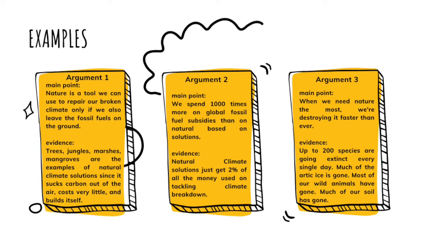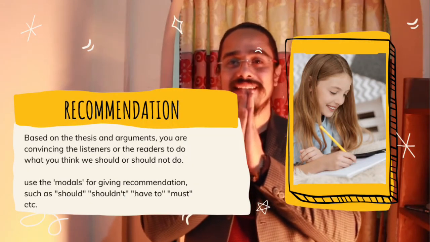These are the main points that I took from Greta's video about the climate change. So these are the main points of your arguments to support your claim. And then you have to provide the evidence for each main point. For example, nature is a tool we can use to repair our broken climate only if we also leave the fossil fuels on the ground. So mention the evidence. What are the evidence that you found? So that evidence is the data that you found, and then you come up with that main point.